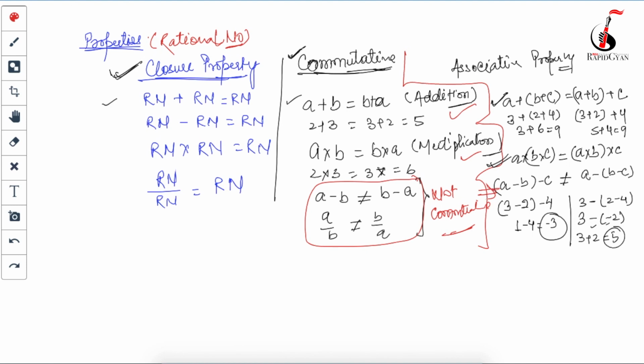In the same way, division also does not support the associative property, means a upon b upon c is not equal to a upon b upon c with the brackets moved. Okay guys, so this was your third property. Now I am going to write the fourth property. Please make sure to understand this, and write these properties in your notebook.